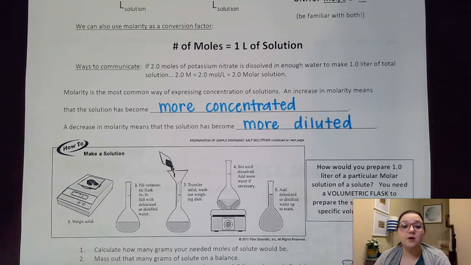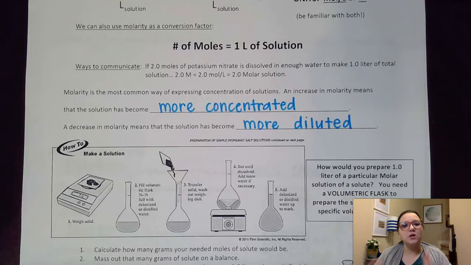Now, it says here that molarity is the most common way of expressing concentration of solutions. There's all kinds of other concentration units out there. There's parts per million, parts per thousand. You could do a percent by mass. You could even use something called molality, which uses kilograms instead of a liter situation.